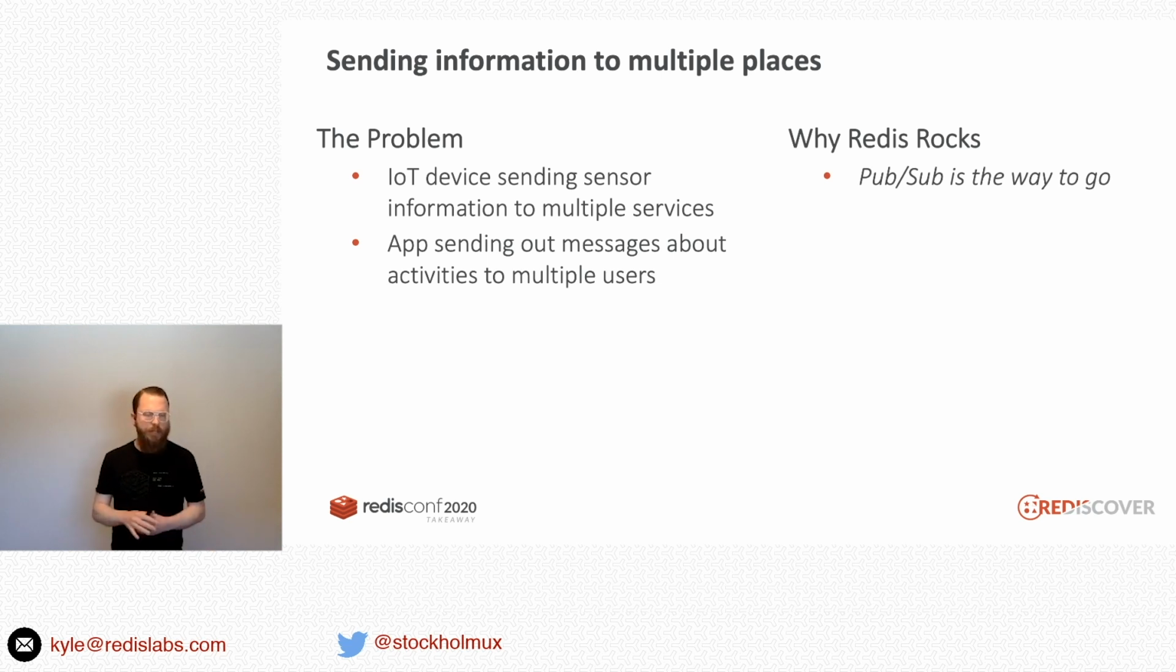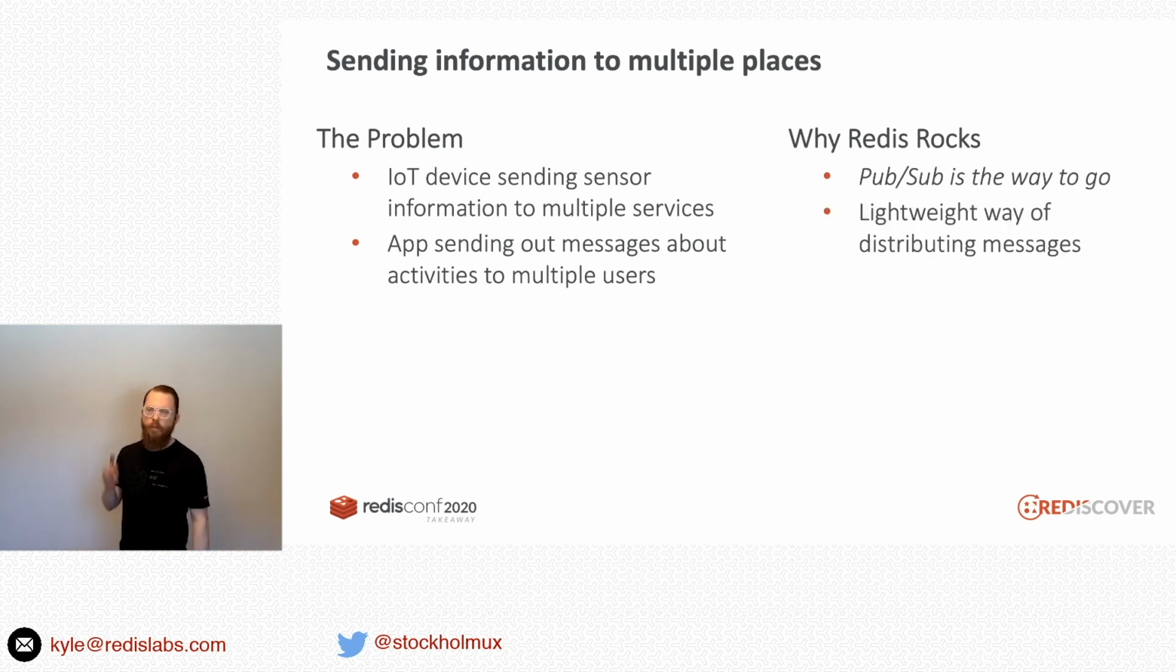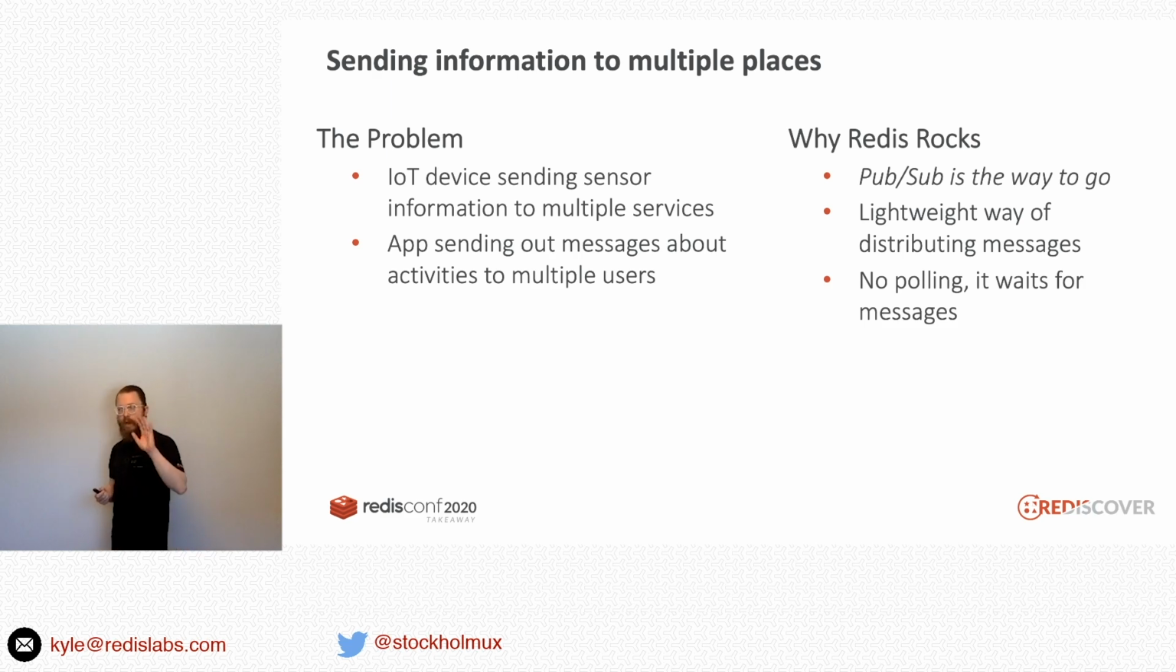So imagine you have IoT devices, Internet of Things devices, sending information back to multiple services, or you have an app sending out messages about activities on a social media platform or something like that. You want to be able to broadcast things effectively to multiple different places, and pub sub is the way to go with that. You have a way of sending messages to the server, and the server being able to distribute those back out without actually storing them. So you don't have to poll.